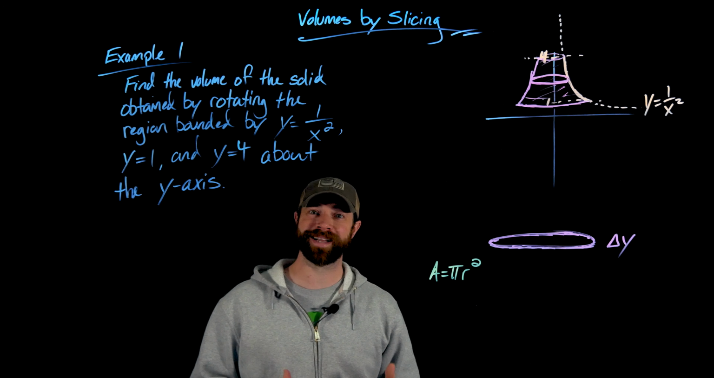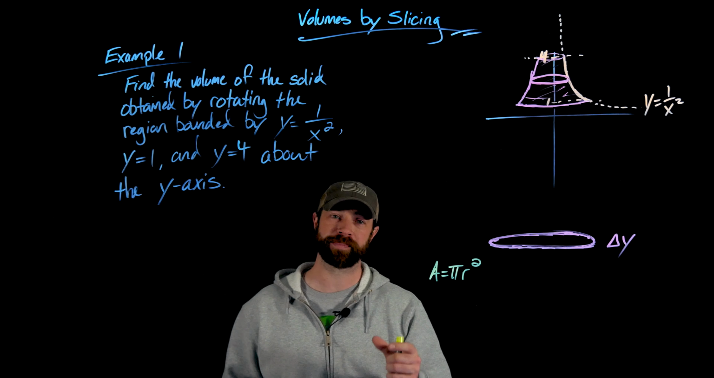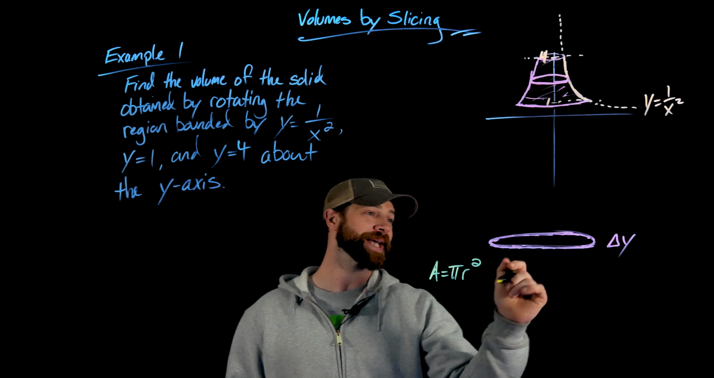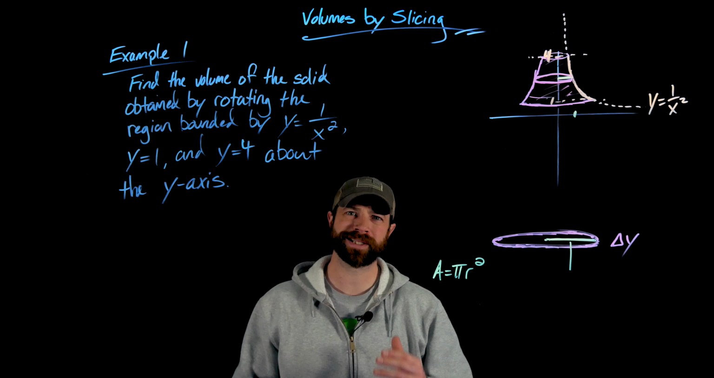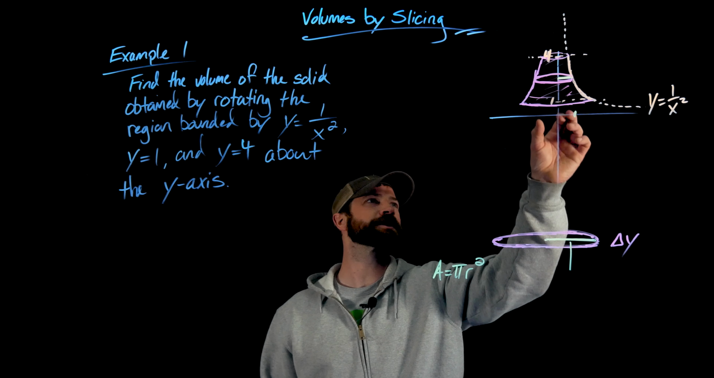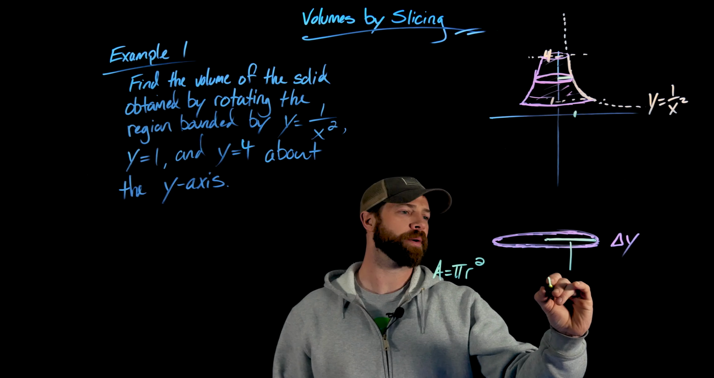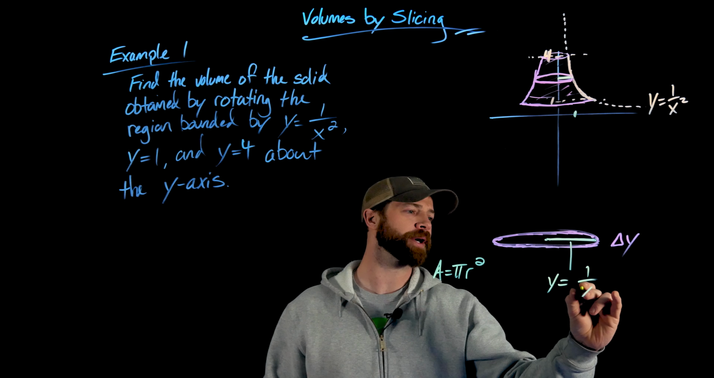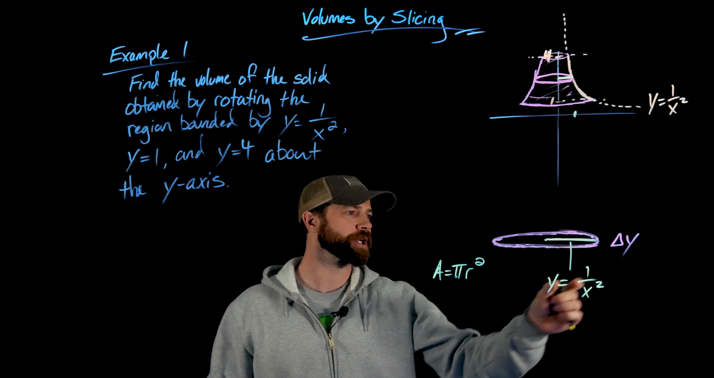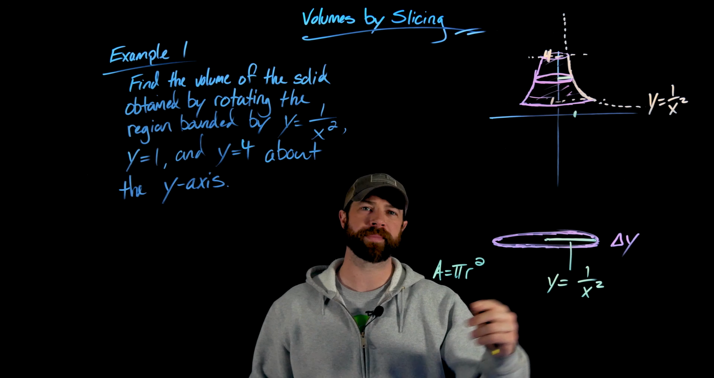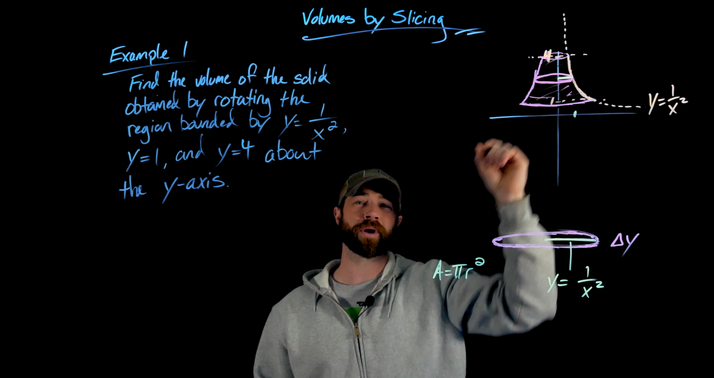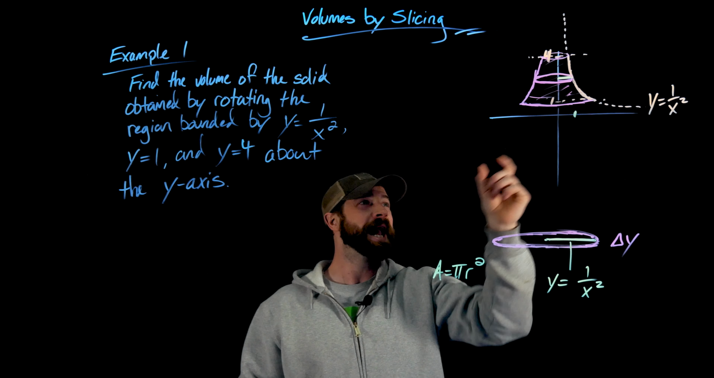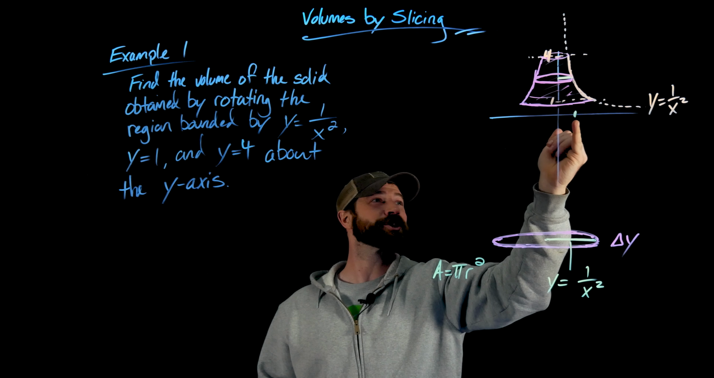And again, for the area, we're simply using the area of a circle, pi r squared. The important thing is this r right here, how we describe this radius. To describe our radius, what we know about the relationship here is that y equals 1 over x squared. And again, we're talking about this in terms of y because we're going to iterate these cross sections from 1 to 4 on the y-axis. And this radius right here is actually an x value.